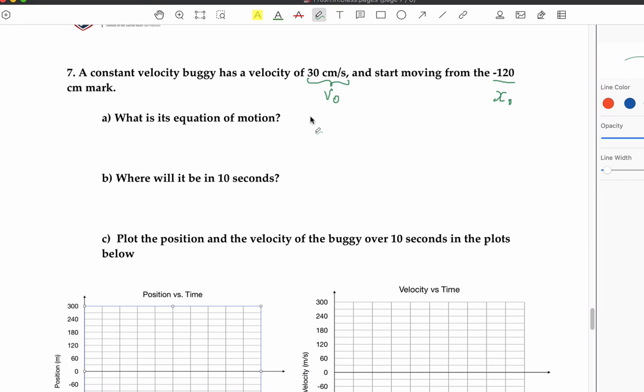So let's remember for the buggy, this is the equation for any buggy, but the answer you want to write down for number 7 is X is going to be 30 times T minus 120, like this. So those are your hints for the remainder of this, and I want you to use this to help you solve all the problems.